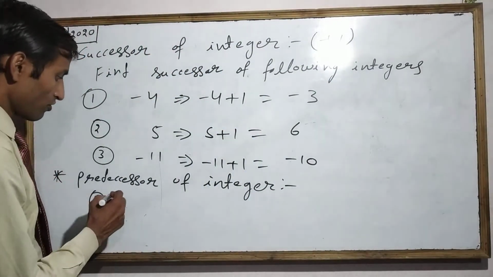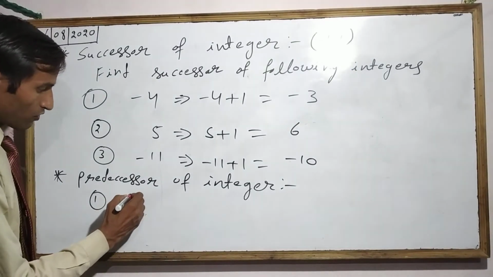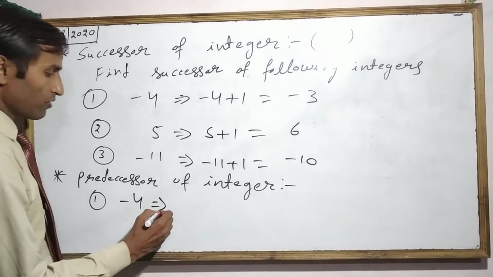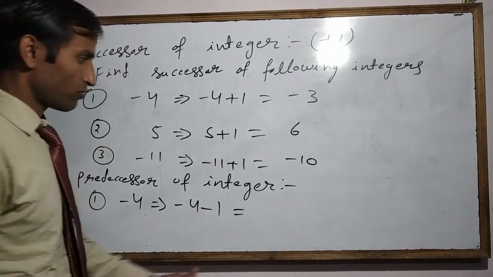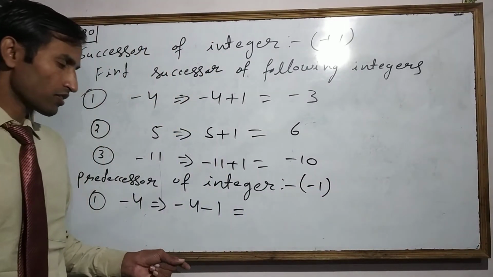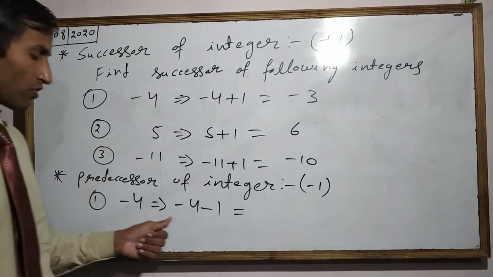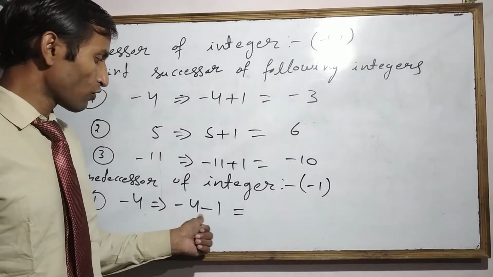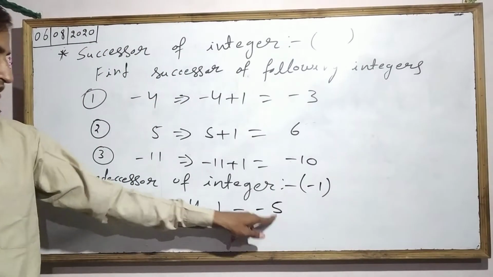Okay. So we have to find the predecessor of -4. So what will we do here? We have to take -4 - 1, because we have to subtract 1. That's why in predecessor we just take the previous of the given integer. So -4 - 1 will get -5. So this is called the predecessor of -4.